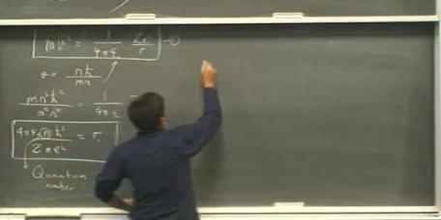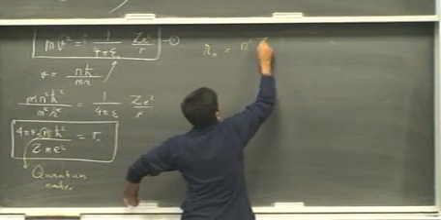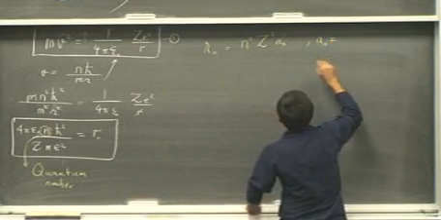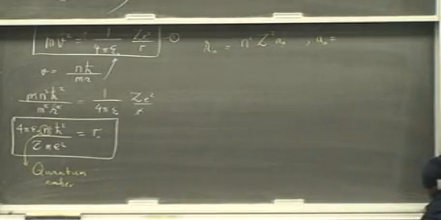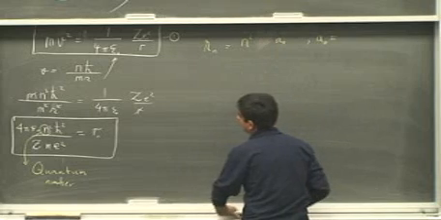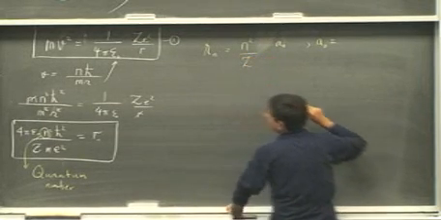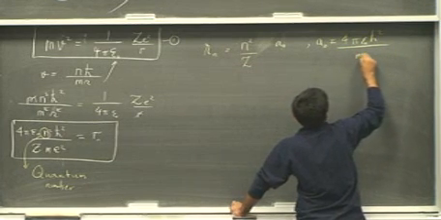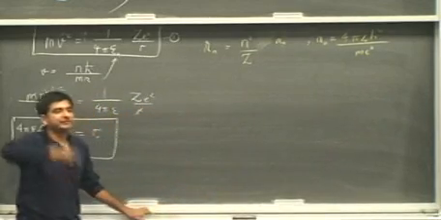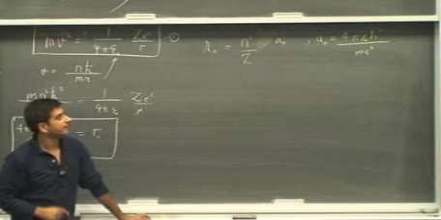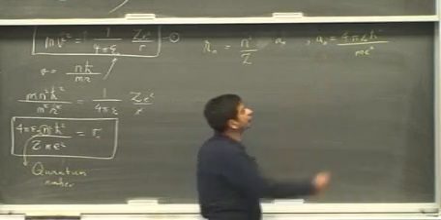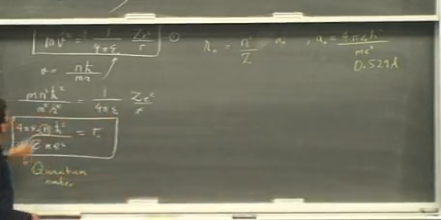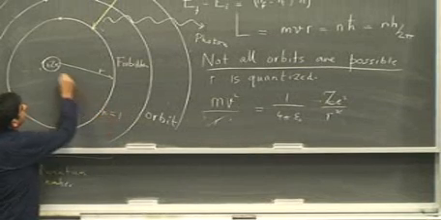So now we know that r_n is n squared over Z, times some other constant. Let's call it a naught, where a naught is 4 pi epsilon naught h bar squared over m e squared. So if you increase the value of n, the radius increases as a square. And this number is called the Bohr radius. We all know that, and it's of the order of 0.529 angstroms. So this is the radius of the smallest orbit corresponding to n equals 1, a naught.